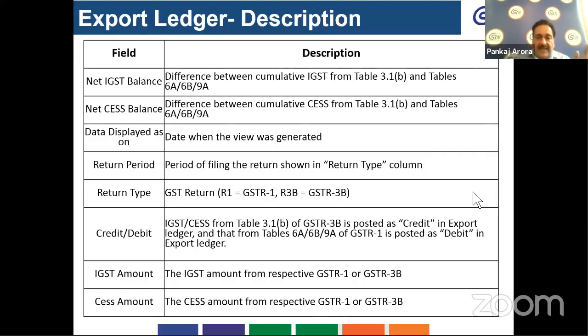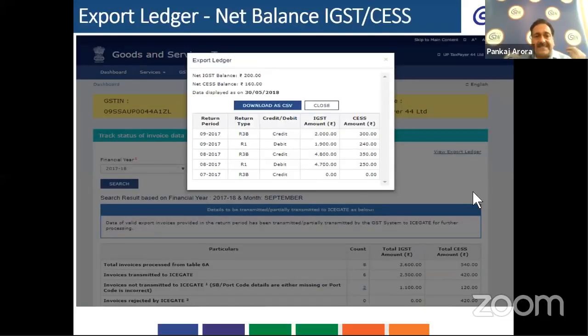It will also show the IGST amount and the cess amount to you. So this is the representative screen. After clicking on view export ledger, you can see that it is showing the net IGST balance, net cess balance, and date of generation of view of such export ledger.